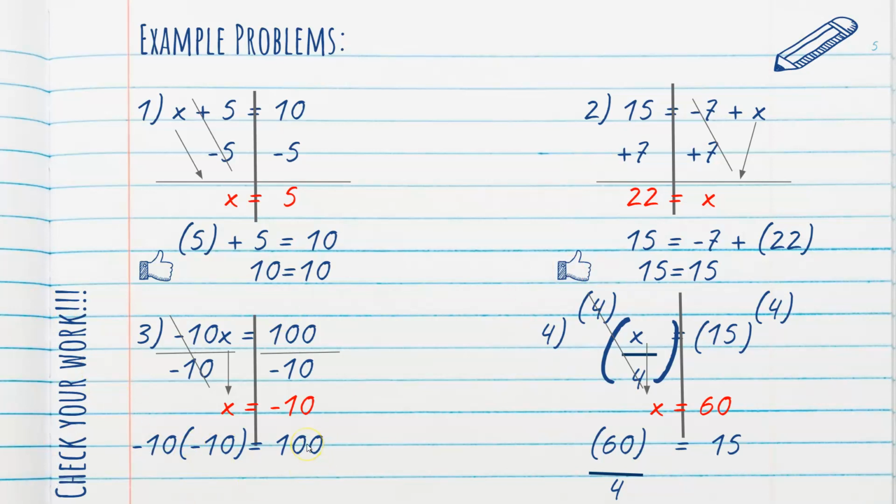Over here, negative 10 times negative 10. Does it equal 100? Yes. And 60 divided by 4. Does it equal 15? It does. So you can check your work just by plugging those numbers back in. At this point, since it's one-step equations, you can really just do this in your head. You can write it out if you want. But think, does this number work when I plug it back in? Okay? All right, questions?